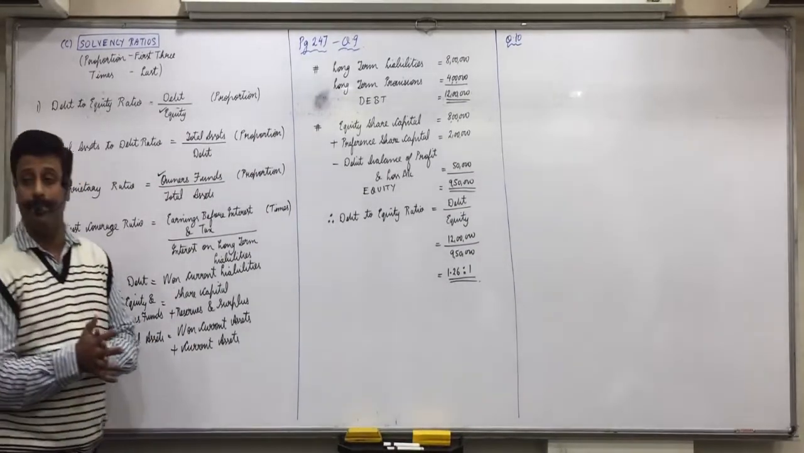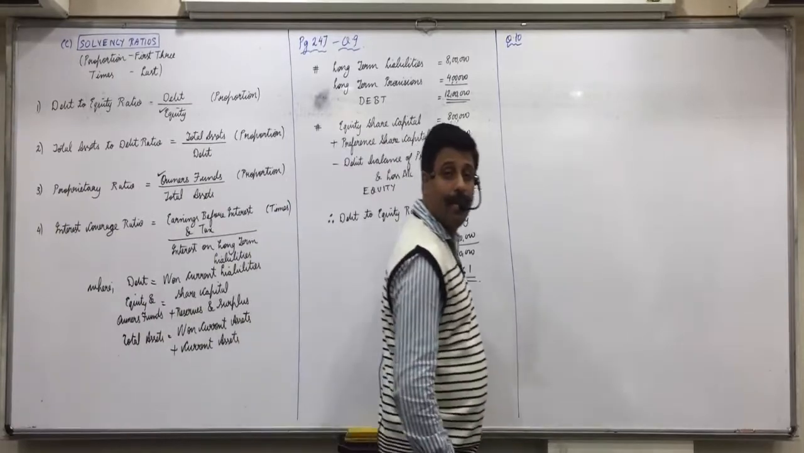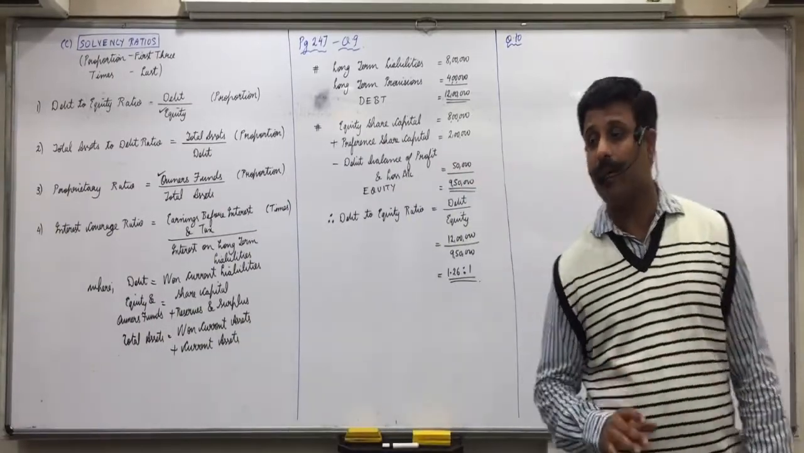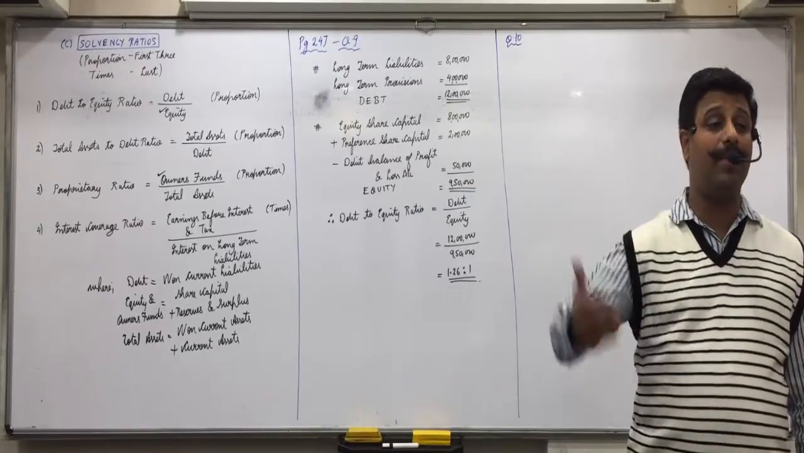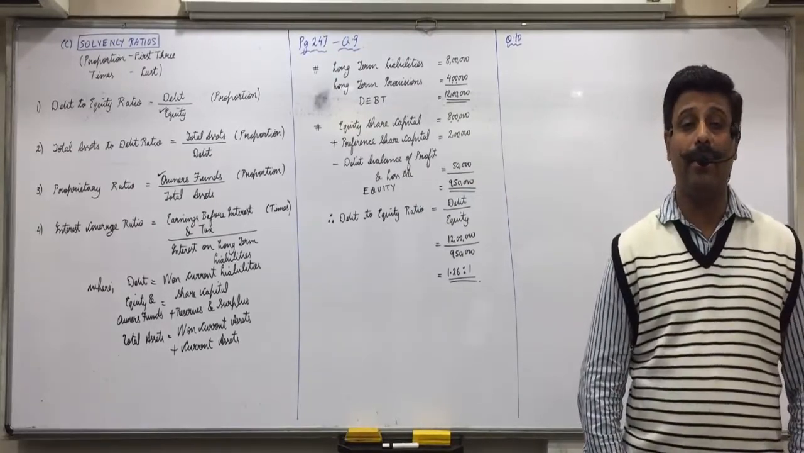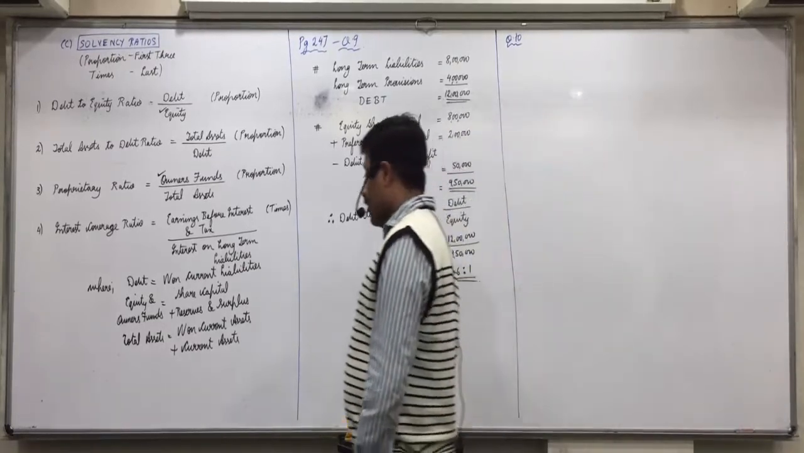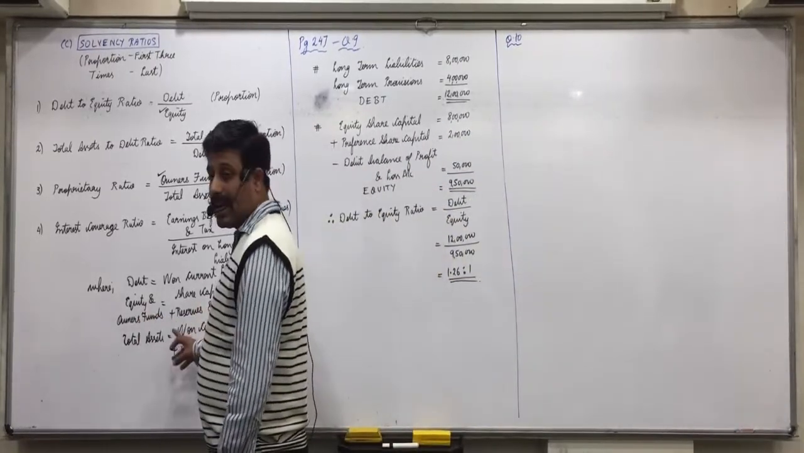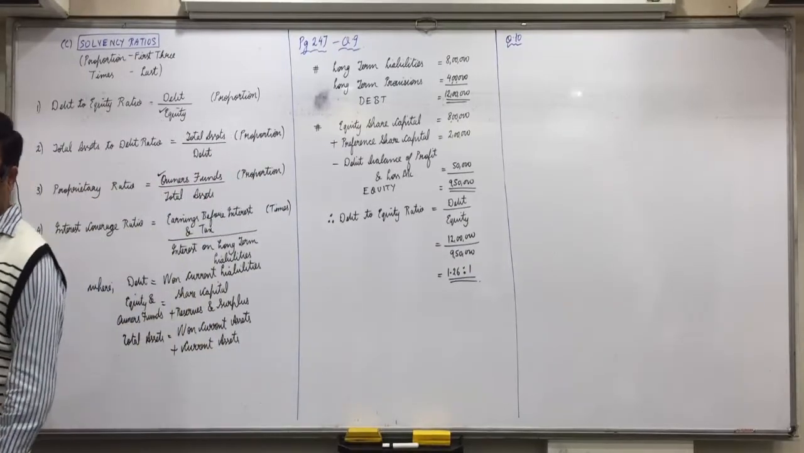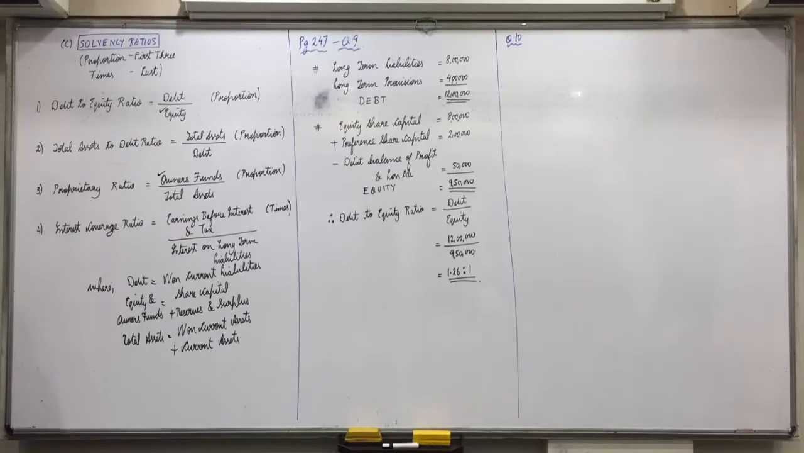Now, how will you find equity? Raise your hand. Common sense, logic, try to recollect the format of company final accounts. How will you find equity? As I said, equity will include shareholders' funds, share capital plus reserves and surplus. How would you find that? Sarvesh? Total assets minus all the others. Correct.